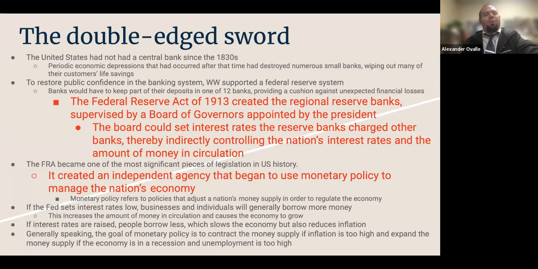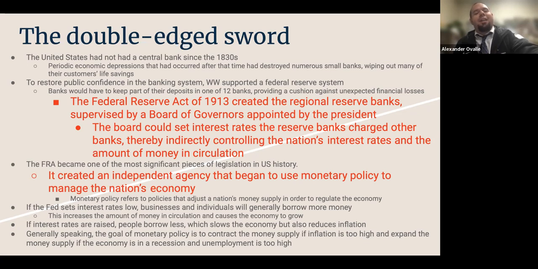Okay, the double-edged sword. The United States had not had a central bank since the 1830s. Periodic economic depressions that had occurred after that time had destroyed numerous small banks, wiping out many of their customers' life savings. People didn't trust banks. Wonder why. To restore public confidence in the banking system, Woodrow Wilson supported a Federal Reserve System. Banks would have to keep part of their deposits in one of 12 regional banks, providing a cushion against unexpected financial losses.